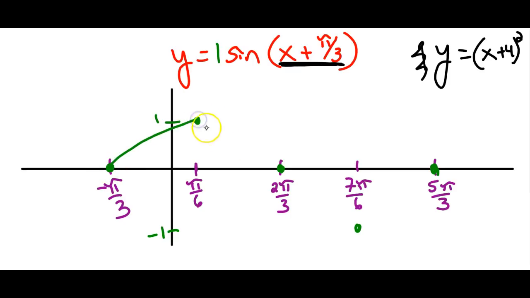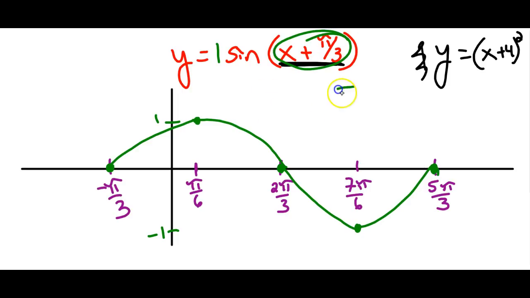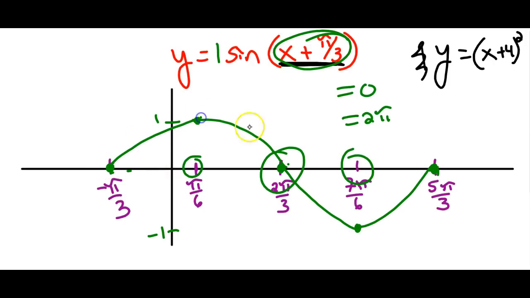But I think it's much less thought you have to put into it, which means there's fewer mistakes you're going to make if you use this method right here. Once again, that method: take what's in the parentheses, set it equal to 0, solve for x. Set it equal to 2 pi, solve for x. Put those points graphed right there. Find the halfway point between the 2 points. Find the halfway point between these 2 points. Find the halfway point between these 2 points. And then you can just set your pattern off like that and sketch your line. Okay? Let's look at another one.